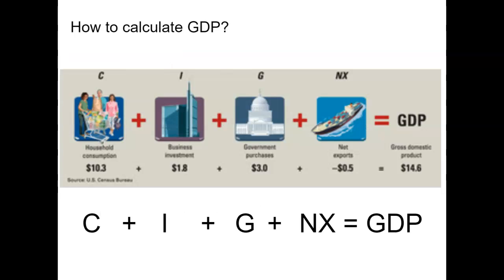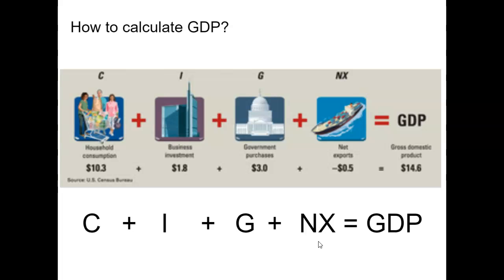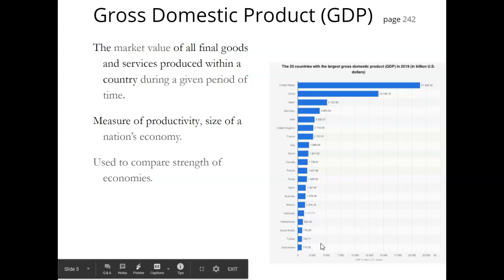So how do we calculate the GDP? This picture is a little bit fuzzy, but this is generally the equation that we use. C, household consumption. I, business investment. G, government purchases. And NX, net exports. Now, sometimes we will be adding a negative number, which will actually decrease our GDP, depending on what the balance of exports and imports is. Again, we'll look at more examples of this later on.